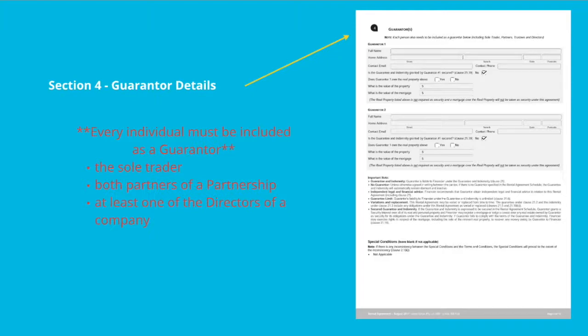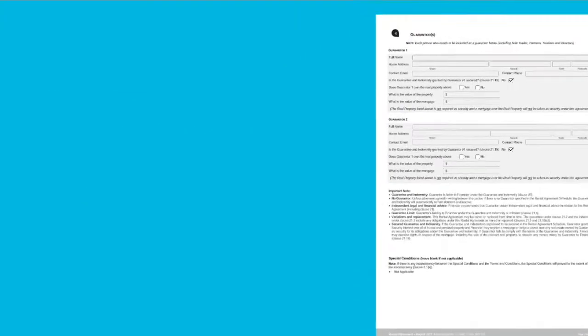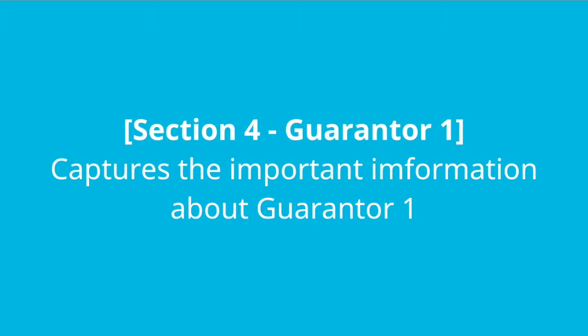And when it's a company, then at least one of the directors of the company must be included as a guarantor. So this raises another important tip. One of the most common delays experienced is when a company is involved and the person entered as a guarantor in the agreement is not actually the director of that company. So be sure to confirm with the customer at the time of completion that the person you're including is definitely a director of the company.